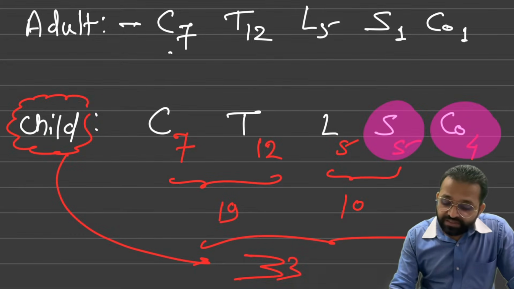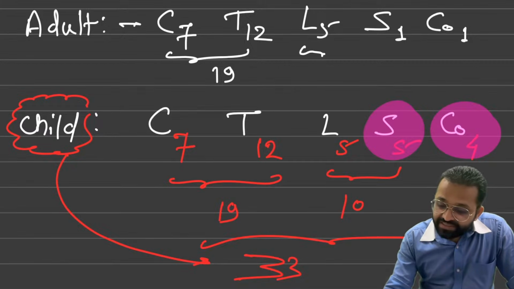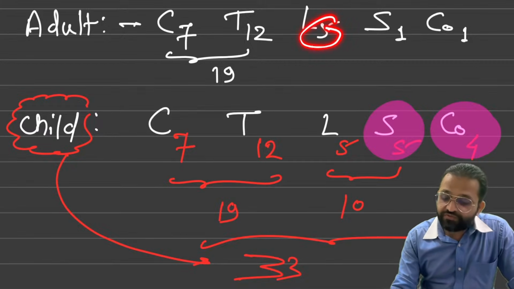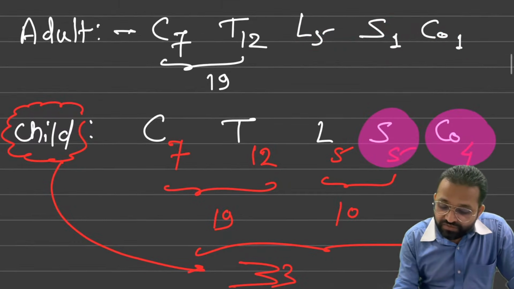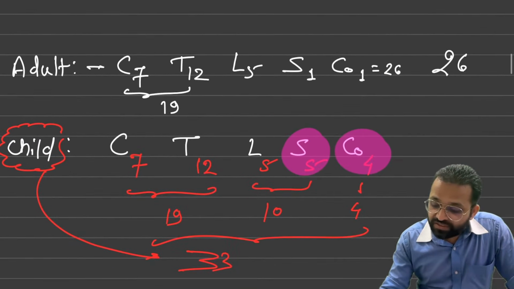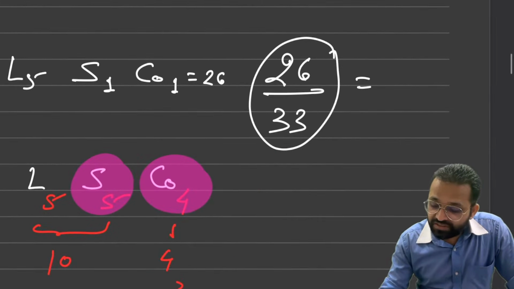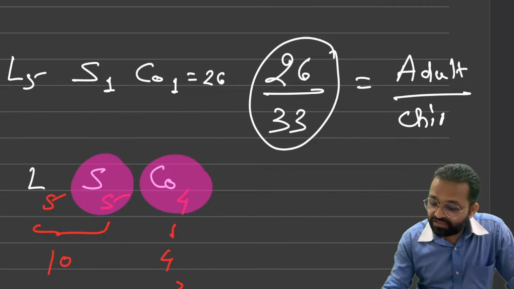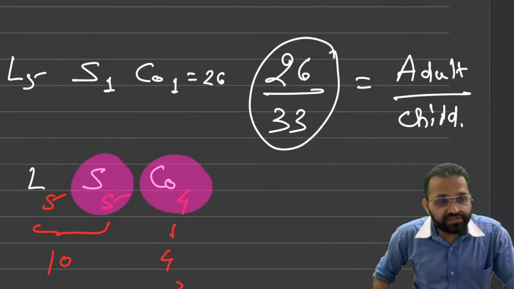So how many vertebrae in the adult? 7 plus 12, 19. 19 plus 5, 24, 25, and then 26. So total in the adult you will see 26. So remember 26 by 33 is equal to adult vertebrae upon child vertebrae. Very important. Very good, Aditi.